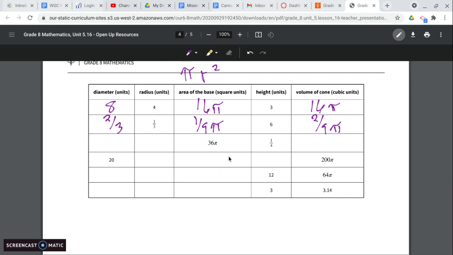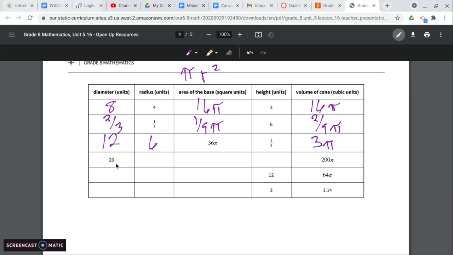All right, this next one, we know the area of the base is 36 pi, so that means the radius must be 6. So our diameter is 12, twice that. 36 times 1/4 would give us 9. So we have 9 pi, and then 9 pi times 1/3 would be 3 pi.